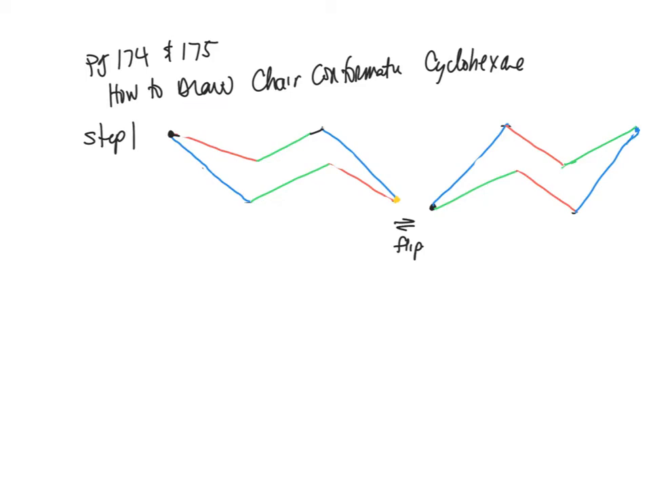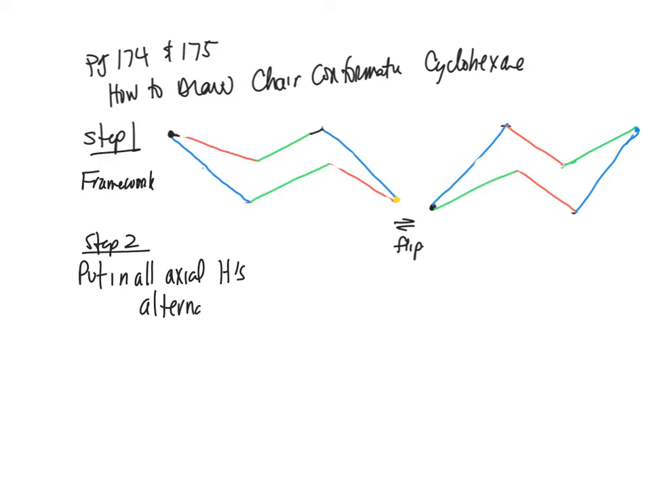Now, what I do need to be able to see is a little bit of slant, because the first thing you do, step one, is you draw your framework. So that's what you just did. Step two, and I want you to always do this, put in all axial hydrogens. They alternate up, down. Sometimes I just give you a chair and you have to label. So you see how this is pointing down?